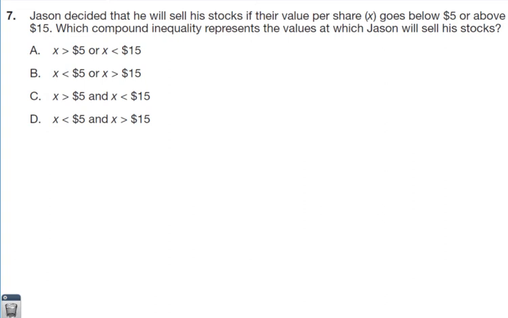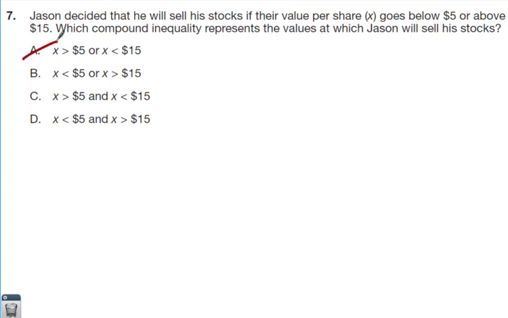Jason, that's the best name ever. Jason decided that he will sell his stocks if their value per share x goes below $5 or above $15. Which compound inequality represents the values? Okay, so they're basically asking which answer mathematically says below $5 or above $15?